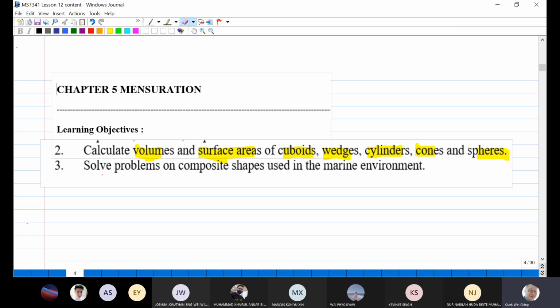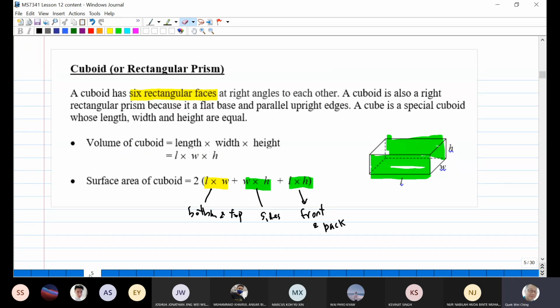Okay, so today we are going to look at how to calculate the volume and surface area of a cuboid, wedges, cylinder, cone, and spheres. Then you solve examples on the shapes used in the marine environment. So to start off, let's look at something we are more familiar with.